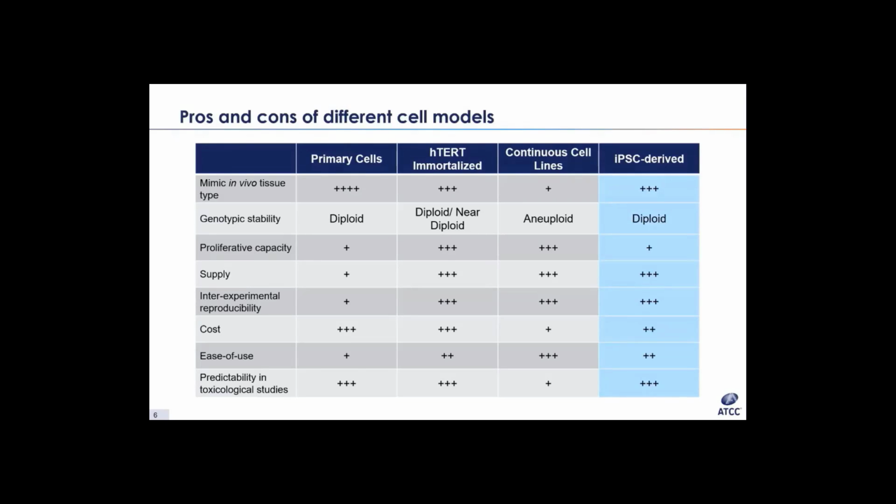And then last, the star of today's presentation, iPSC-derived primary cells. They significantly mimic in vivo tissue type physiology and genetic stability, and we can generate a great number of production lots from an individual clonal source, which highly limits their lot-to-lot variance.